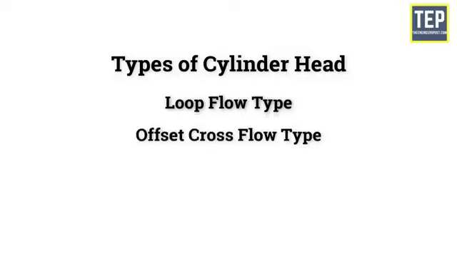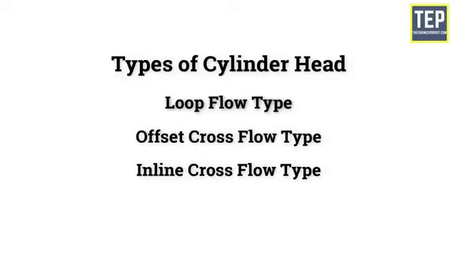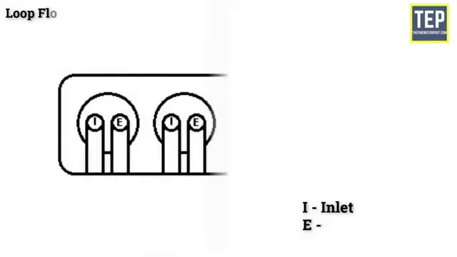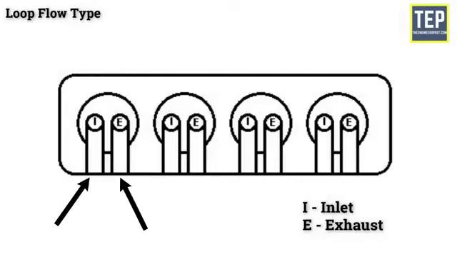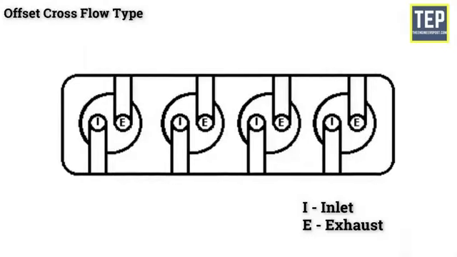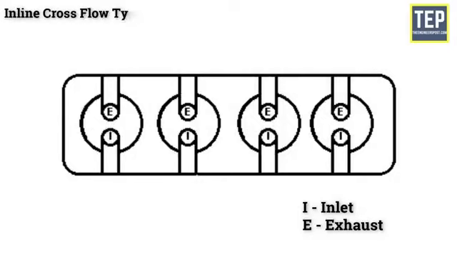There are three different types of cylinder head available, depending upon the valve and port layout: loop flow type, offset cross flow type, and inline cross flow type. In the loop flow type, the inlet and the exhaust manifolds are on the same side, which facilitates preheating of the intake air. In the offset cross flow type, the inlet and the exhaust manifolds are placed on different sides of the cylinder head. In the inline cross-flow type, the valves are positioned transversely and usually inclined to each other, while the inlet and the exhaust manifolds are on different sides of the cylinder head. This arrangement gives better performance, but it is costlier.